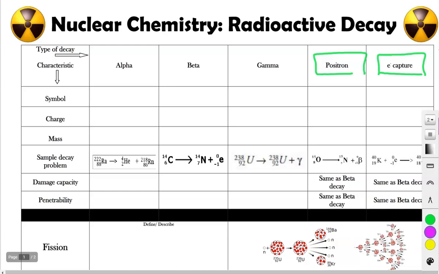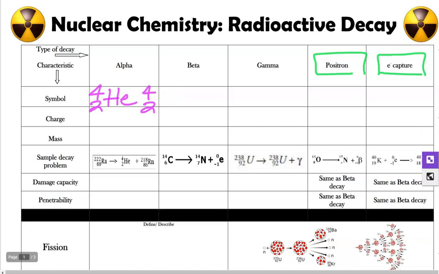So let's start with the alpha. Alpha looks like this, 4 over 2 He, or a 4 over 2 and then the Greek alpha, which kind of looks like a fish. And so when you look at those, they're the same thing. So like I said, it's kind of like this fish, eye there, mouth there. So there you go. That's the two symbols. Now they're the same exact thing, and so we want to look at charge and mass.